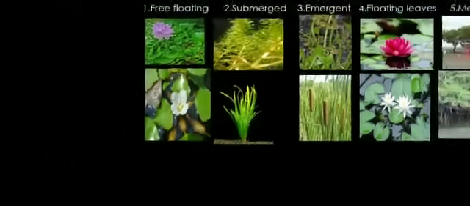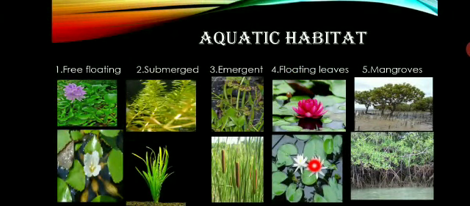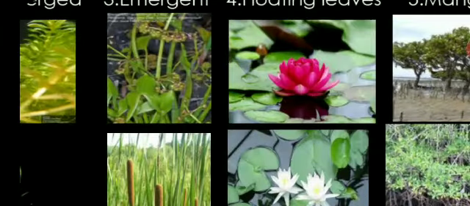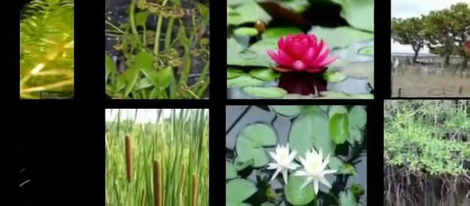The fourth one is floating leafed. In this category also, the roots are well developed and anchored in the soil. Here the anchoring is very strong in nature, anchored at the bottom, but the leaves float on the water surface. For example, Nelumbo and Nymphaea, that is nothing but the lotus family and lily family.